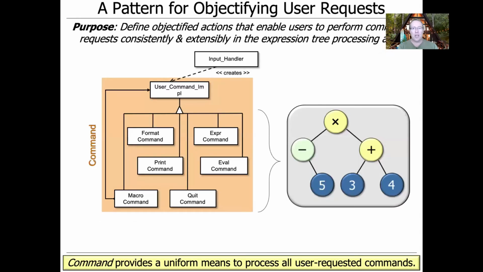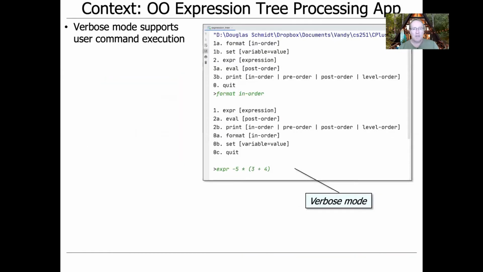So we're going to use the command pattern to objectify actions that will enable users to perform command requests consistently and extensively in the context of our expression tree case study. And you'll see that there's a whole bunch of different commands we're going to be looking at, and command gives us a uniform way to process all these things. Basically, implementing the so-called principle of least surprise, where you don't have to make changes in your expectations in order to use the features. Now, specifically, where are we going to use this?